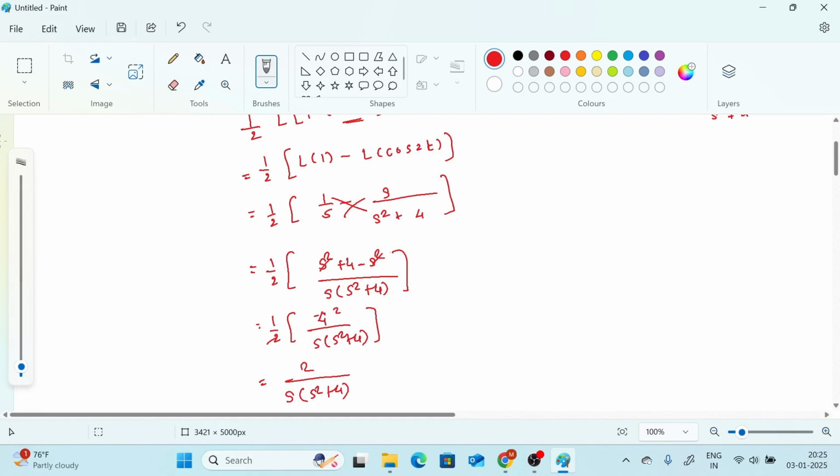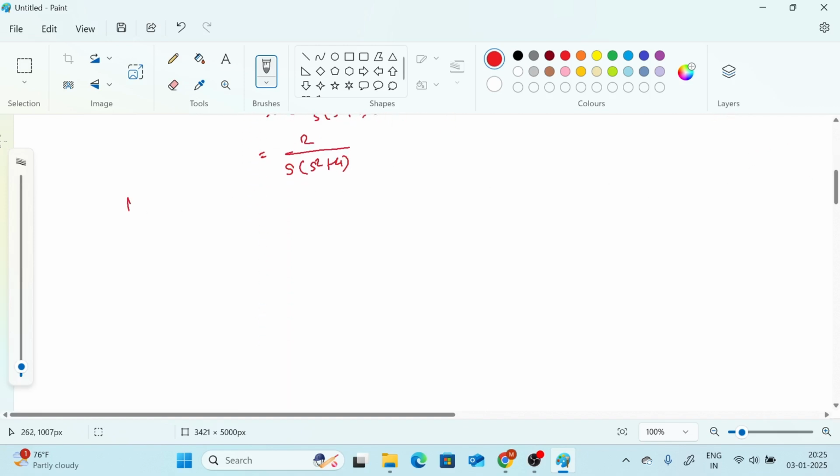Now what we need to do, we have to apply the first shifting theorem. What is the first shifting theorem? Laplace of e raised to a t into f of t is equal to f bar of s minus a, right? So in this situation now, what is the value we have? Here we have e raised to minus 3t, means a minus term is there, right? So I have to put f bar of s plus a.